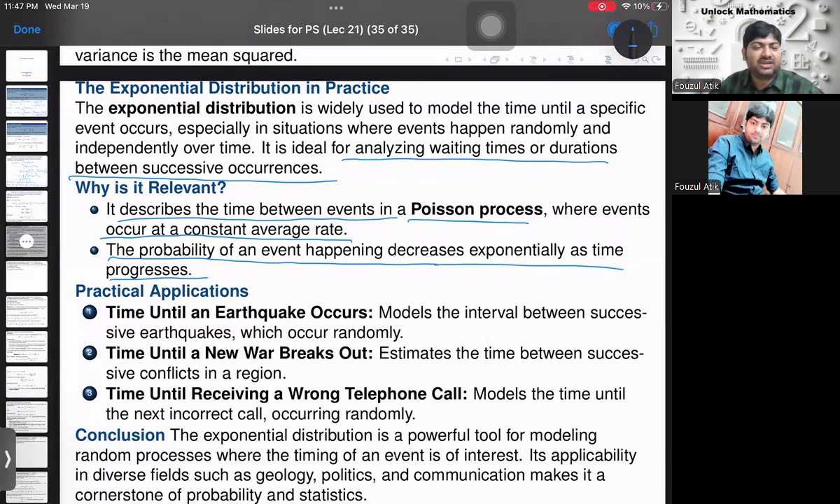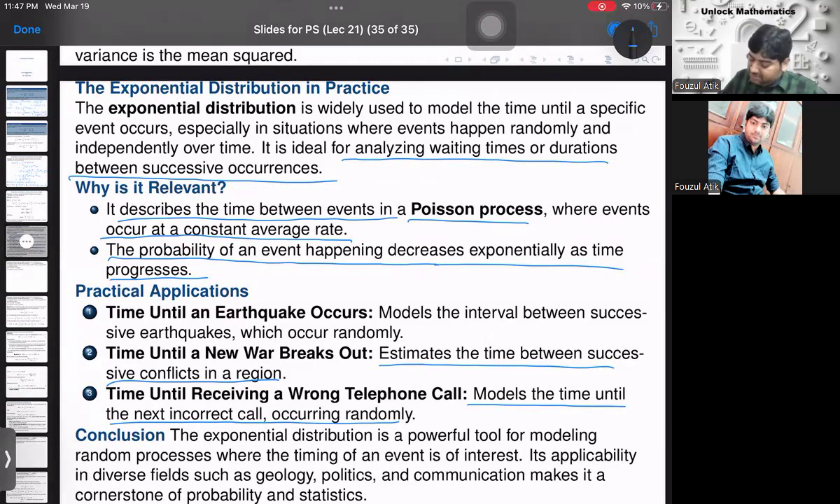Now, in which cases can we apply these things? The time until an earthquake occurs, to model the interval between successive earthquakes which occur randomly. It can also estimate the time between successive conflicts in a region, right? It can also model the time until the next incorrect call occurring randomly. So in these kinds of cases, you can apply the exponential distribution.